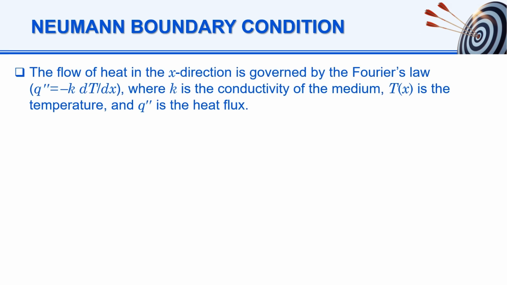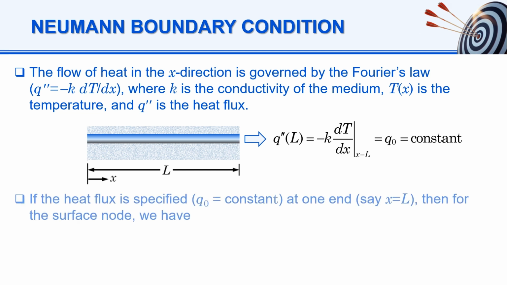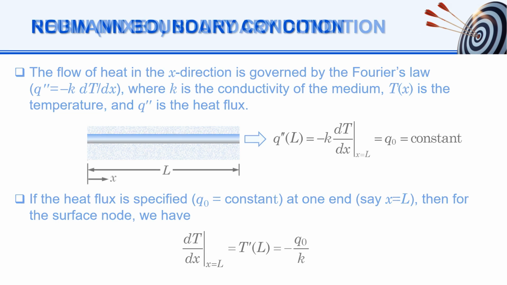The flow of heat in the x direction is governed by Fourier's law, q double prime equals minus k dT over dx, where k is the conductivity of the medium, T is the temperature as a function of x, and q double prime is the heat flux. If the heat flux is specified, q0 equals constant, at one end, say x equals L, then for the surface node, we have, as follows, the known or specified derivative.